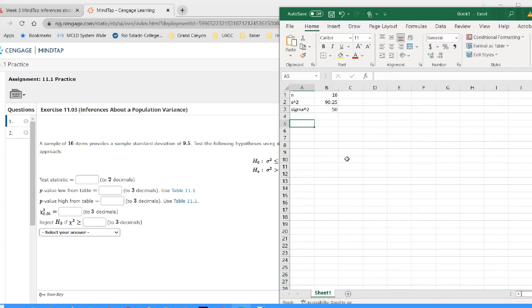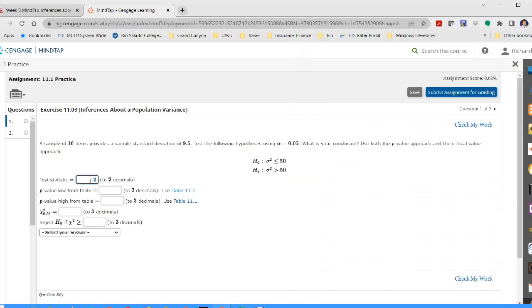All right, so now I'm going to compute the chi-squared statistic, the test statistic. The formula for that is n minus 1 times s squared divided by sigma squared. I'm going to do equals parentheses n minus 1 times s squared, and then divided by sigma squared. Right, so that gives me the chi-squared of 27.075. To 2 decimal places, and you can use this tool if you want to actually do the rounding instead of the round feature in Excel, 27.08.